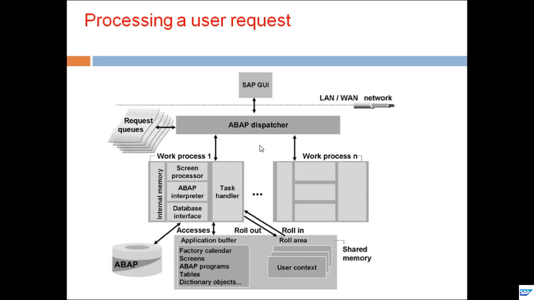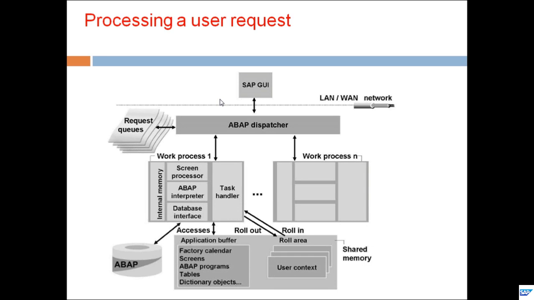Now, as we have seen the work processes, now I am talking about inside the work process what the ABAP dispatcher and the task handler do. So basically here, work processes execute the process logic of application programs. In addition to the internal memory, a work process has a task handler that coordinates the actions within a work process, software processes and a database interface.